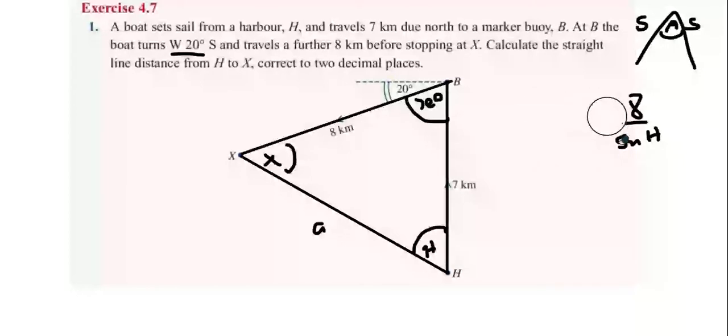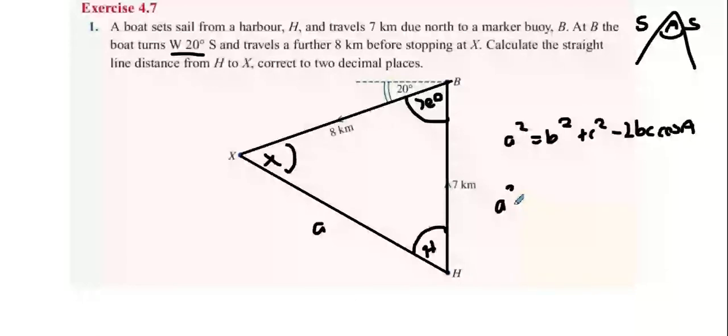And let me write down the cosine rule. Now the reason why we're not using Pythagoras' theorem is it's not a right angle triangle, so that won't work. So a squared equals b squared plus c squared, so call b squared 8 squared, c squared 7 squared, minus 2bc, so minus 2 times 8 times 7, cos 70. Going to put all that into the calculator.